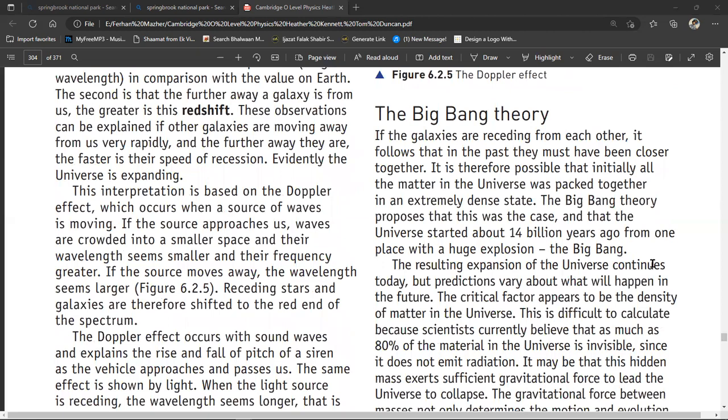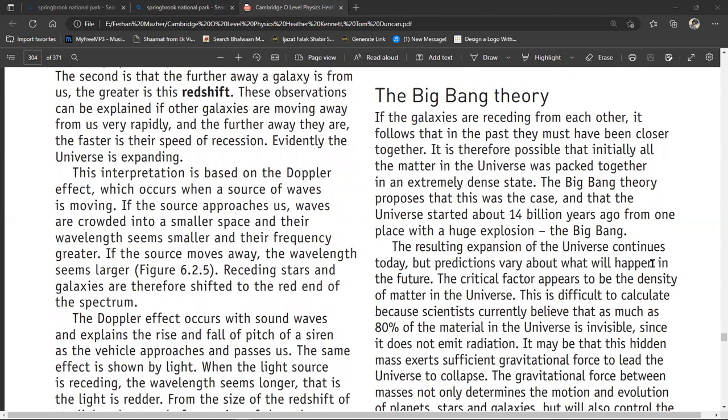The Big Bang theory. If the galaxies are receding from each other, it follows that in the past, they must have been closer together. It is therefore possible that initially all the matter in the universe was packed together in an extremely dense state. The Big Bang theory proposed that this was the case and that the universe started about 14 billion years ago from one place with a huge explosion, the Big Bang. The resulting expansion of the universe continues today, but predictions vary about what will happen in the future.